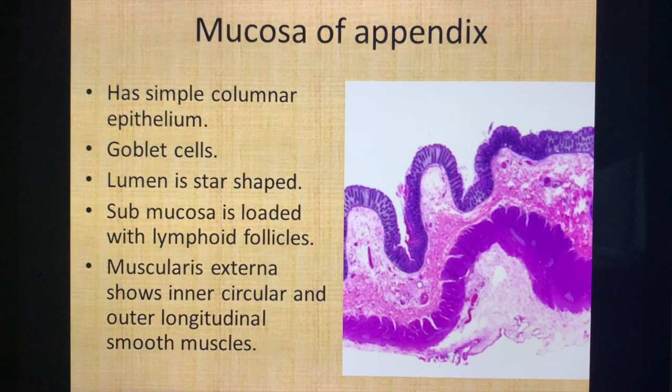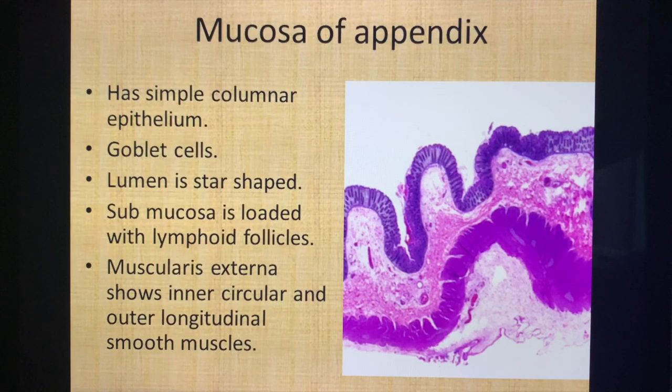The lumen is stellate or star-shaped. The submucosa is loaded with lymphoid follicles or lymph nodules. The muscularis externa will show inner circular and outer longitudinal smooth muscles. So the muscularis externa has ICOL, I-C-O-L, inner circular and outer longitudinal smooth muscles.